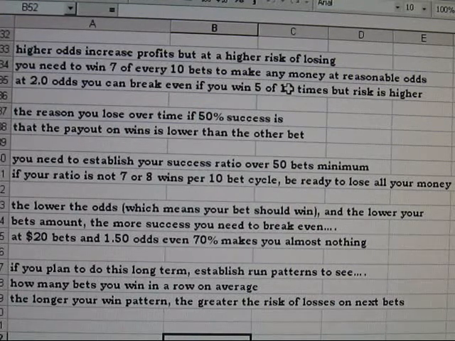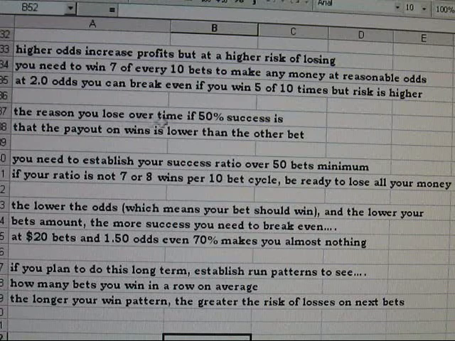Now remember, if you increase the amount that you bet, you can wipe out your account quickly because you can easily have 2 or 3, 4 losses in a row. So just bear that in mind. The main reason you lose every time, if your success ratio is 50%, as I said before, is that the payout on wins is lower than the amount of the other bet.